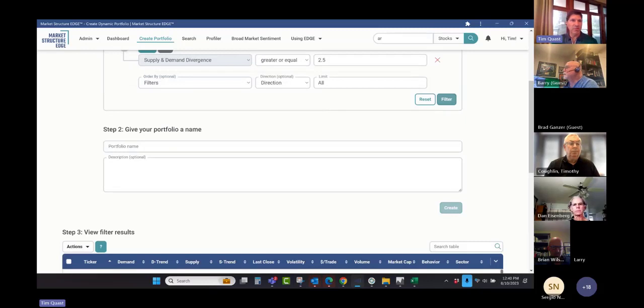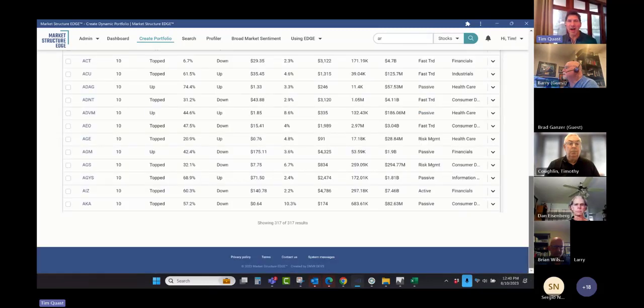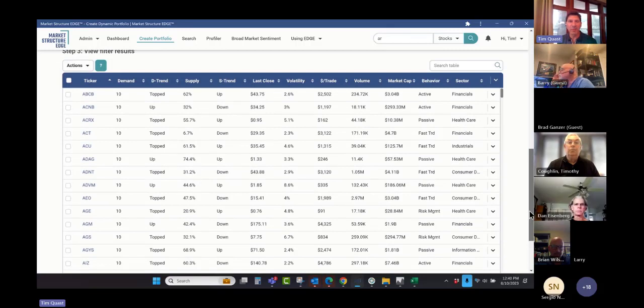I don't know if we're going to find anything in it. We'll see. We do. There are 300 stocks. Then you can narrow that down with additional criteria. But it's all about quantitative market structure data.